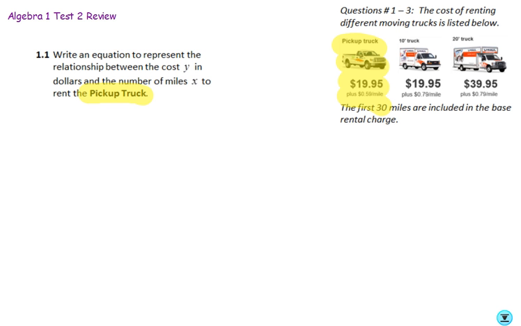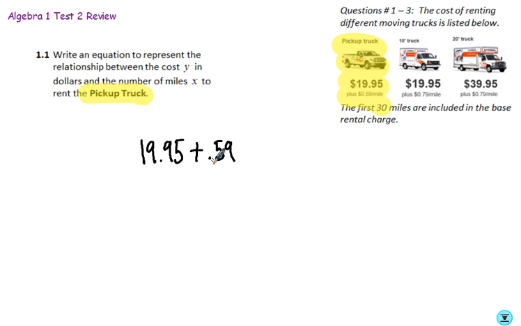Well, let me just think about what I just said. I just said $19.95 plus 59 cents per mile. So that's what I'm going to write. $19.95 plus 59 cents. Make sure you get the decimal on there, right? It's not $59, 59 cents per mile.